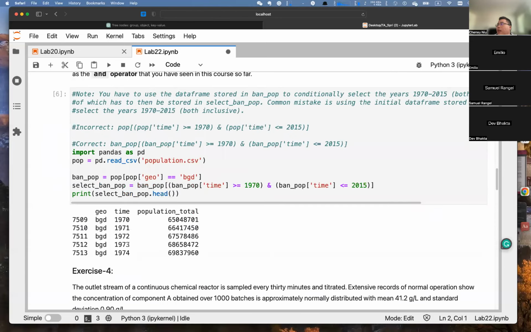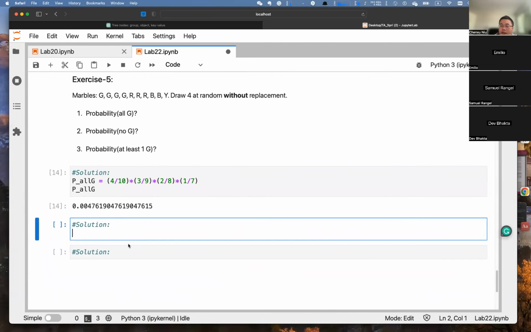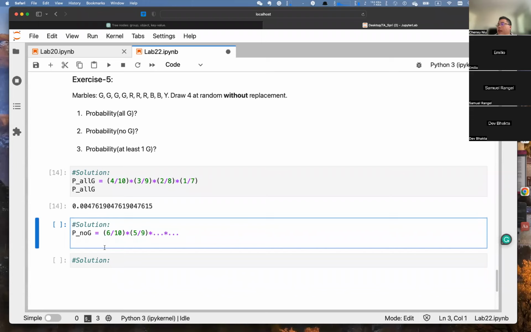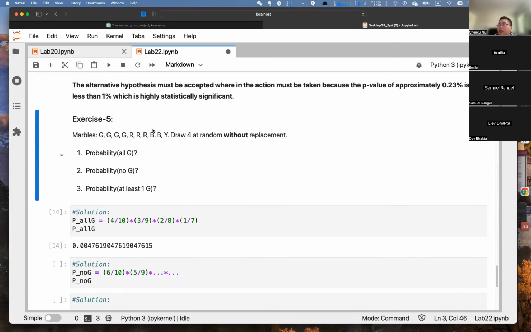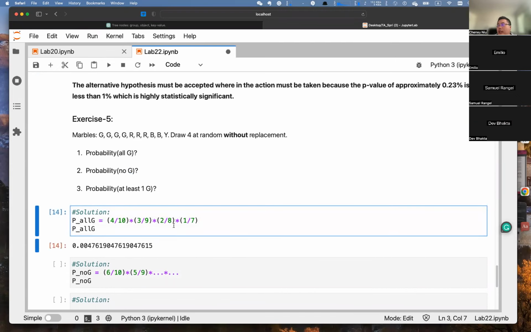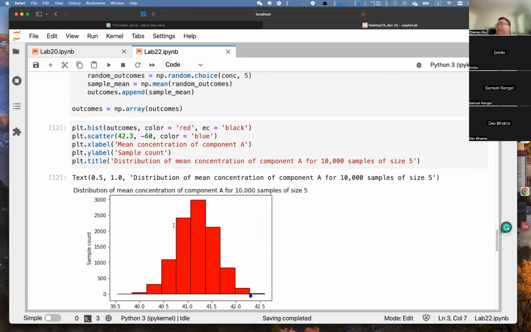For the second one and the third one, you need to finish it by yourself, right? And for the second one, you see here is P no G. For the first round, no G's. There are 6 no G's and then 10 marbles. Second round, only 5 left and 9, right? And the third round and the last round, you need to finish it by yourself. And this one is the same, right? You need to consider the opposite situation. Use 1 minus the second one. Yeah, so it's about today's exercise. It's related to exercise 2, but not exactly the same, right?